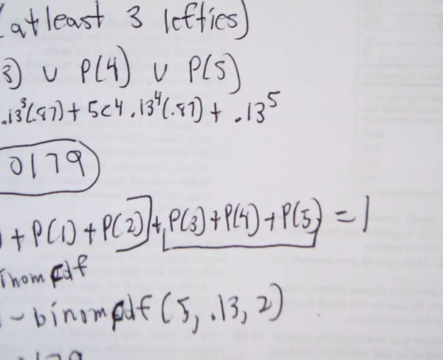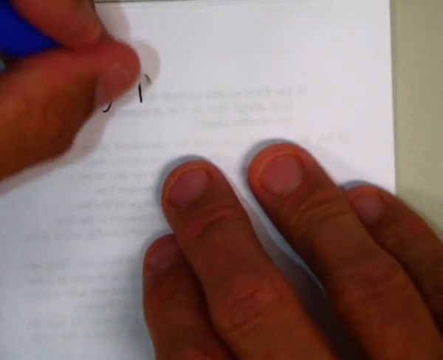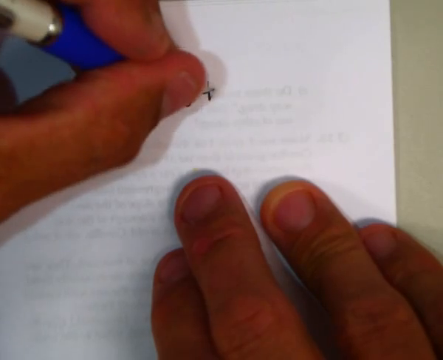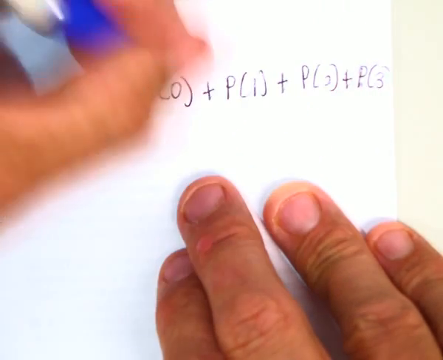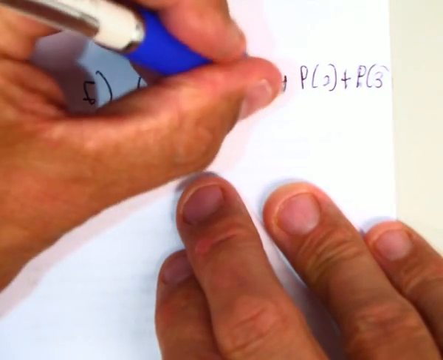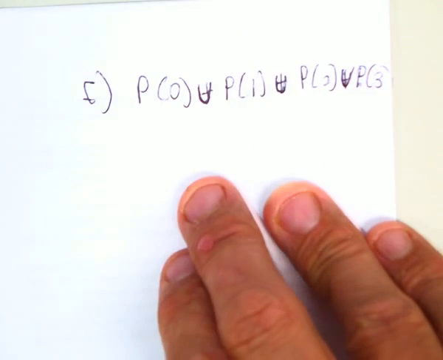And then there are no more than 3 lefties in the group. Okay. So that means the probability of 0, 1, 2, or 3. These actually should be ors. I know I put add, and we're going to wind up adding anyways.